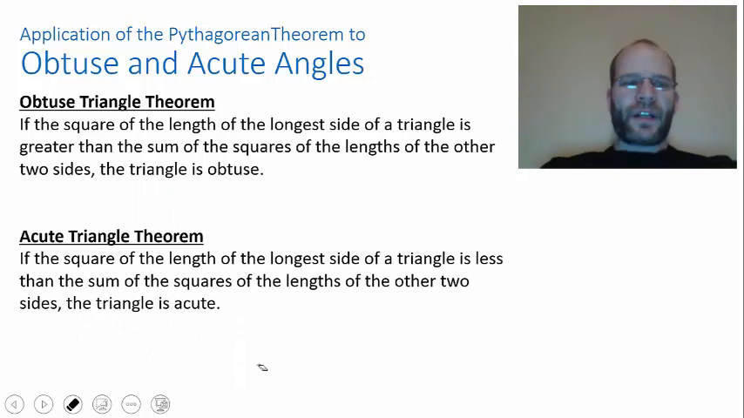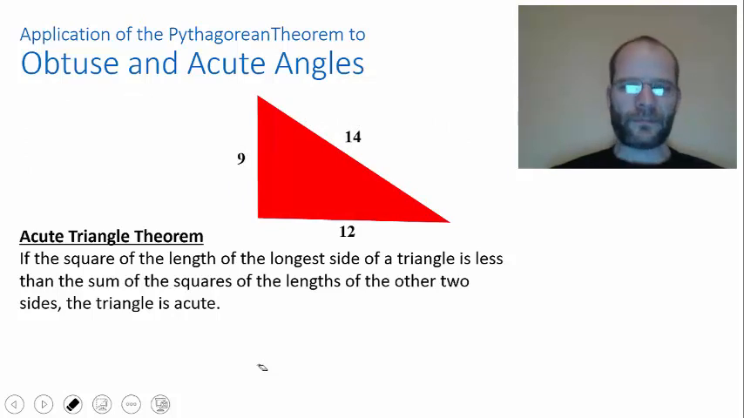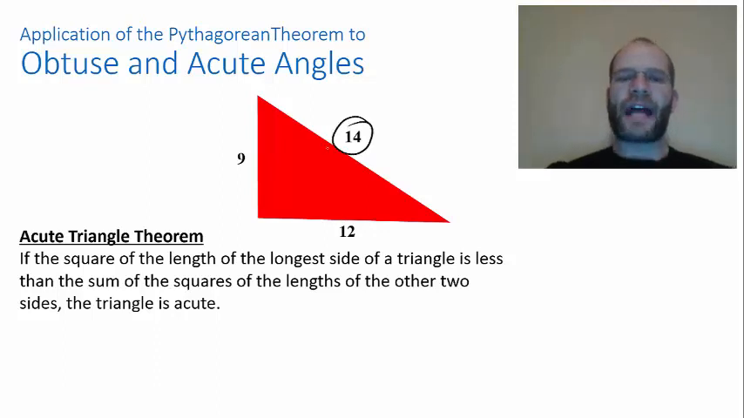The next rule we have is called the acute triangle theorem. It says if the square of the length of the longest side of a triangle is less than the sum of the squares of the lengths of the other two sides, the triangle is acute. So here we have another example. You can see the sides are 9, 12, and 14. And one of the questions we have is, is this a right triangle? And if it's not, is it acute or is it obtuse? We start the same way. We simply square the sides. So 14 squared is equal to 196.